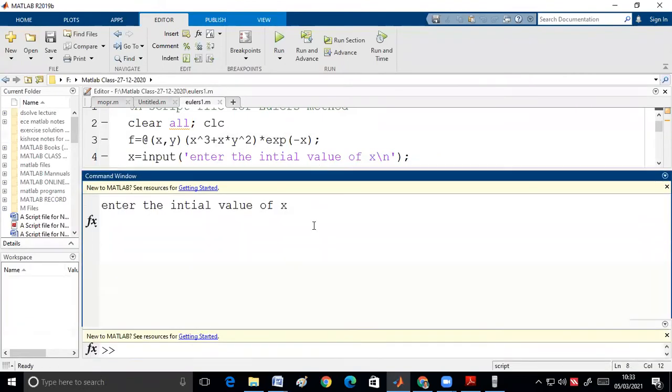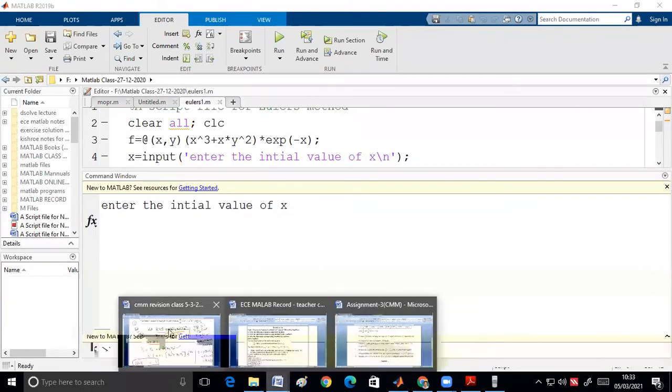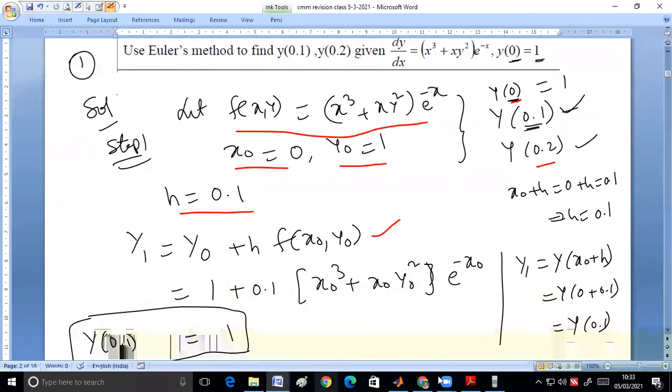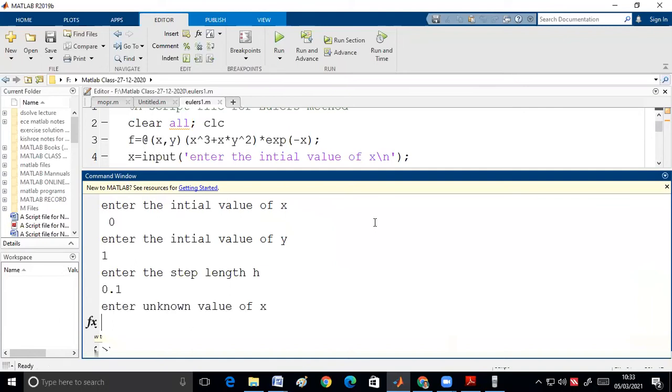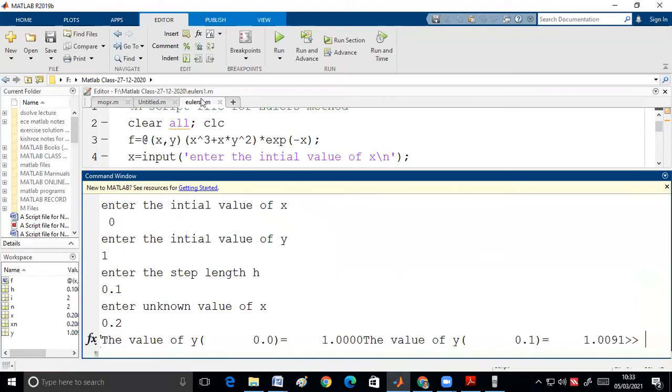Okay, the initial value in this particular problem, x is 0. I will give 0. Then the initial value of y is given as 1. The step length is 0.1. The unknown value, the last value, is 0.2.